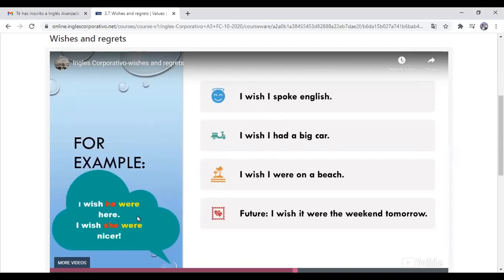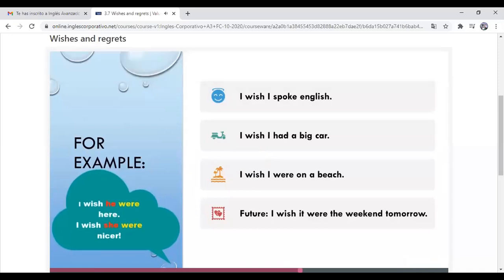And that's why they make emphasis, and you see that the word is in yellow color. So they emphasize that you're going to use were with everybody, with all personal pronouns. This only happens in wishful thinking or hypothetical situations.